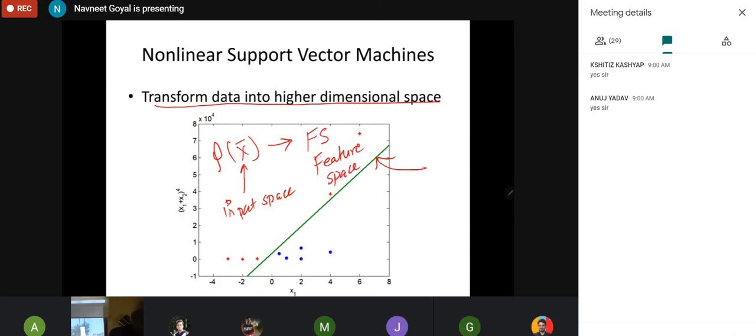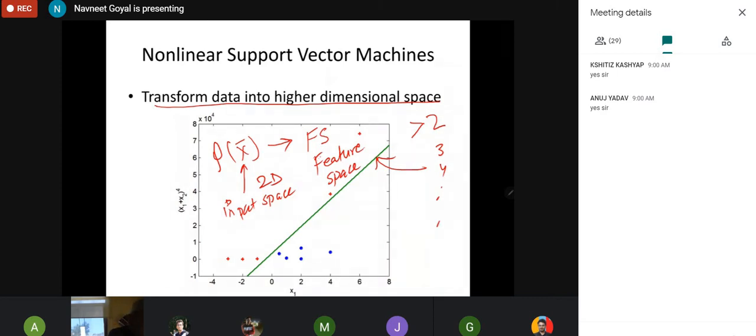Okay, so input space means the data that is given to you. Like in the previous example that we are discussing, it was a 2D input space, right? And your feature space that was taken has to be greater than 2, right? So you can move to 3, 4, or any higher number.